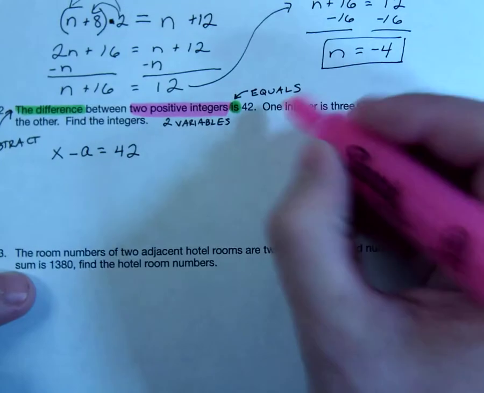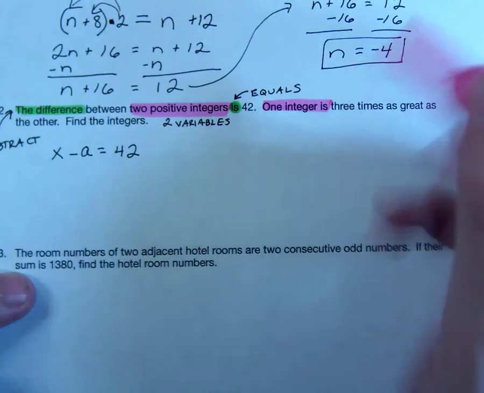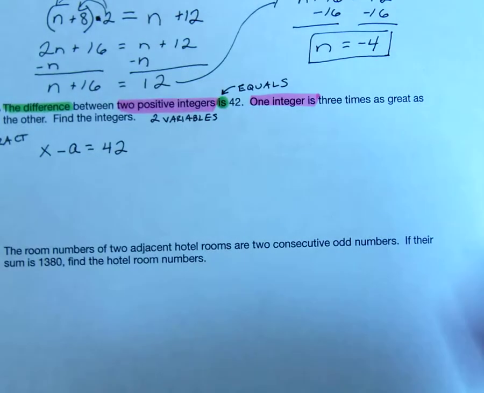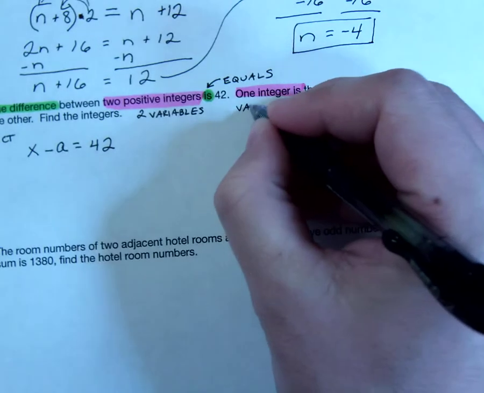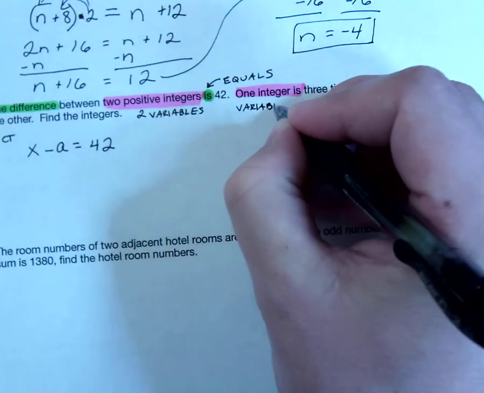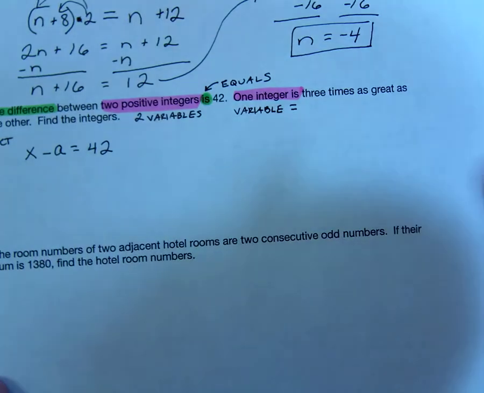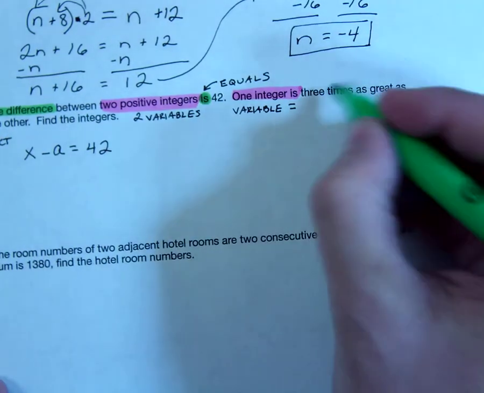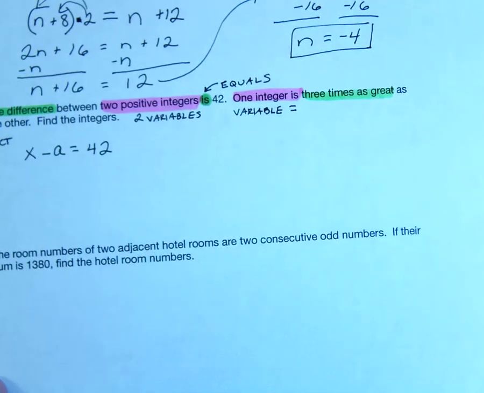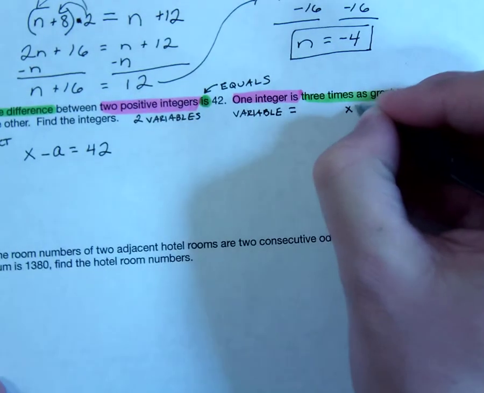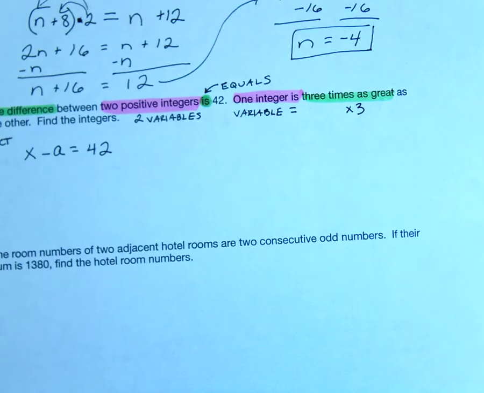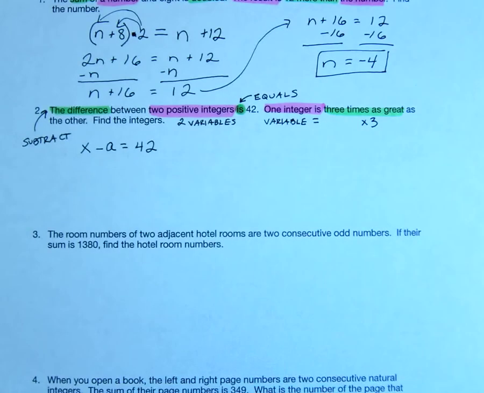Okay, here we go again. One integer is. There's is again. This is going to be one of my variables equals. Integer is. This is pretty self-explanatory. 3 times as great. That means times 3. Surprise, surprise. As the other, that means the other variable. Okay? So this is a completely separate equation.